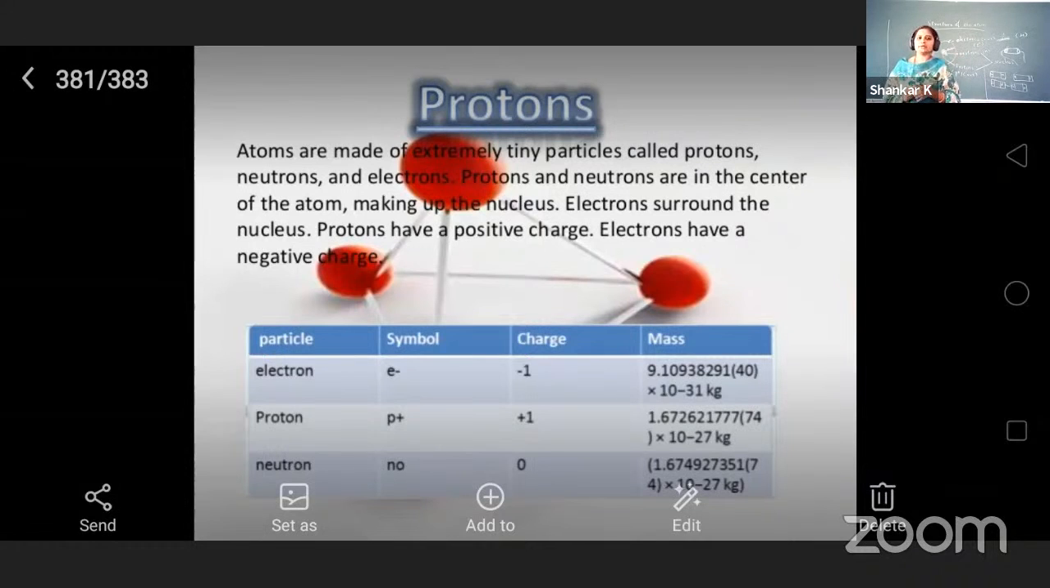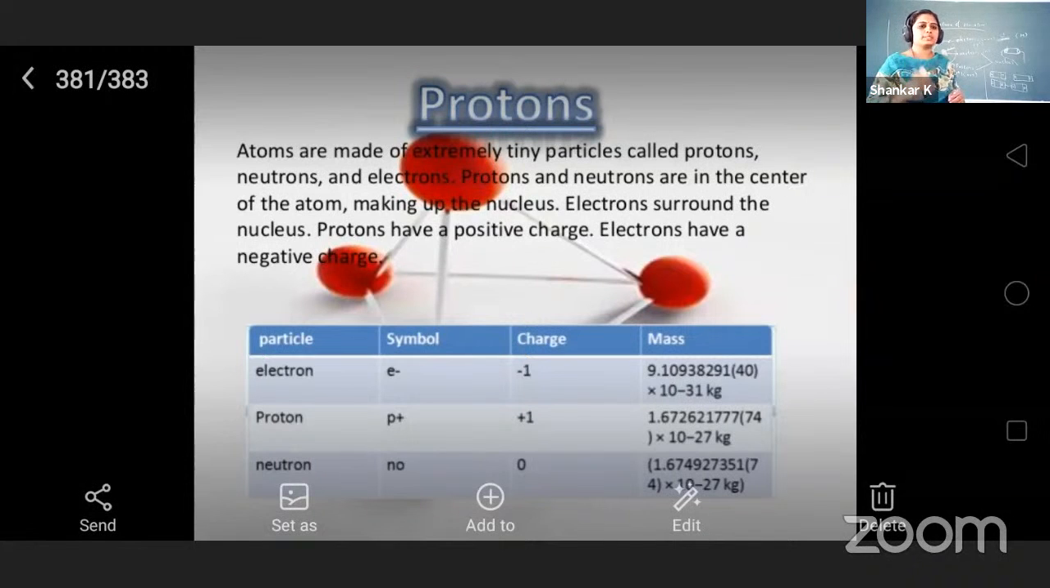Atoms are made up of extremely tiny particles called protons, neutrons and electrons. Protons and neutrons are in the center, making the nucleus. Electrons surround it. Protons are positive and electrons are negative. The electron has charge minus 1, the proton plus 1, and the neutron has no charge, it is 0.